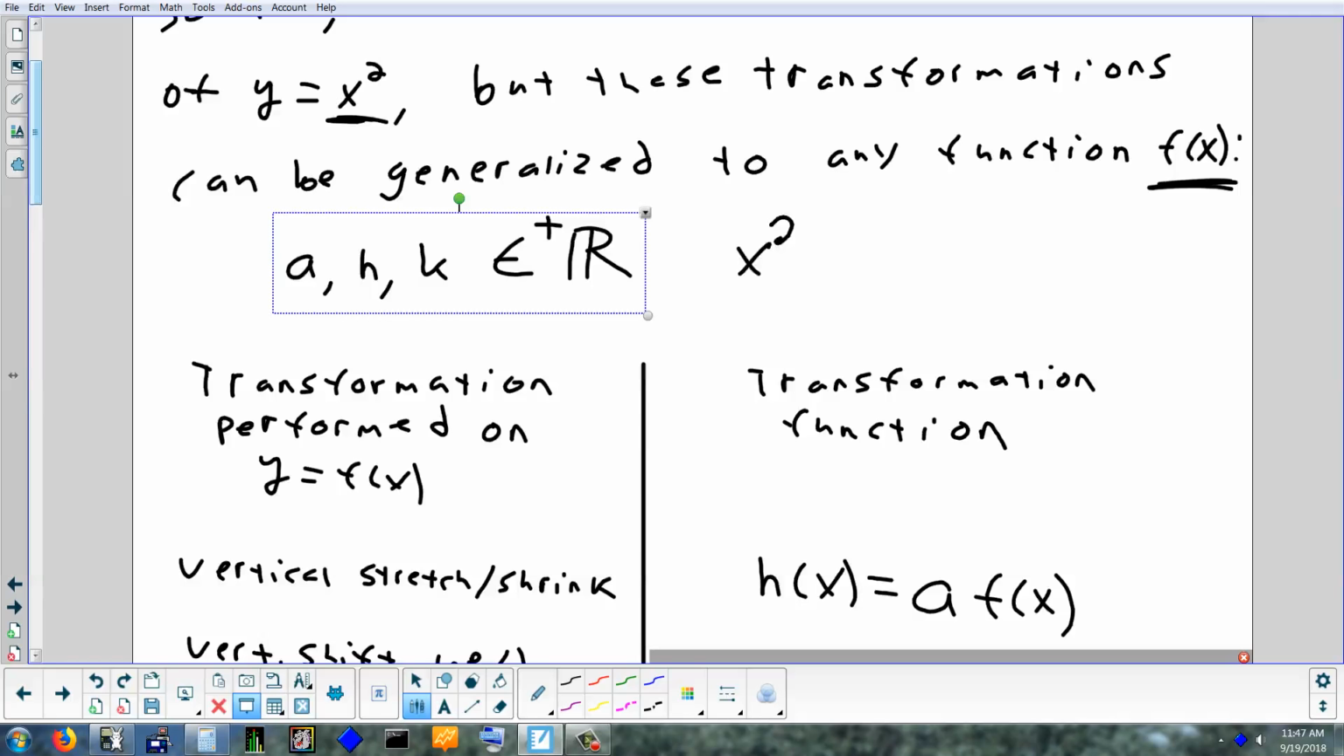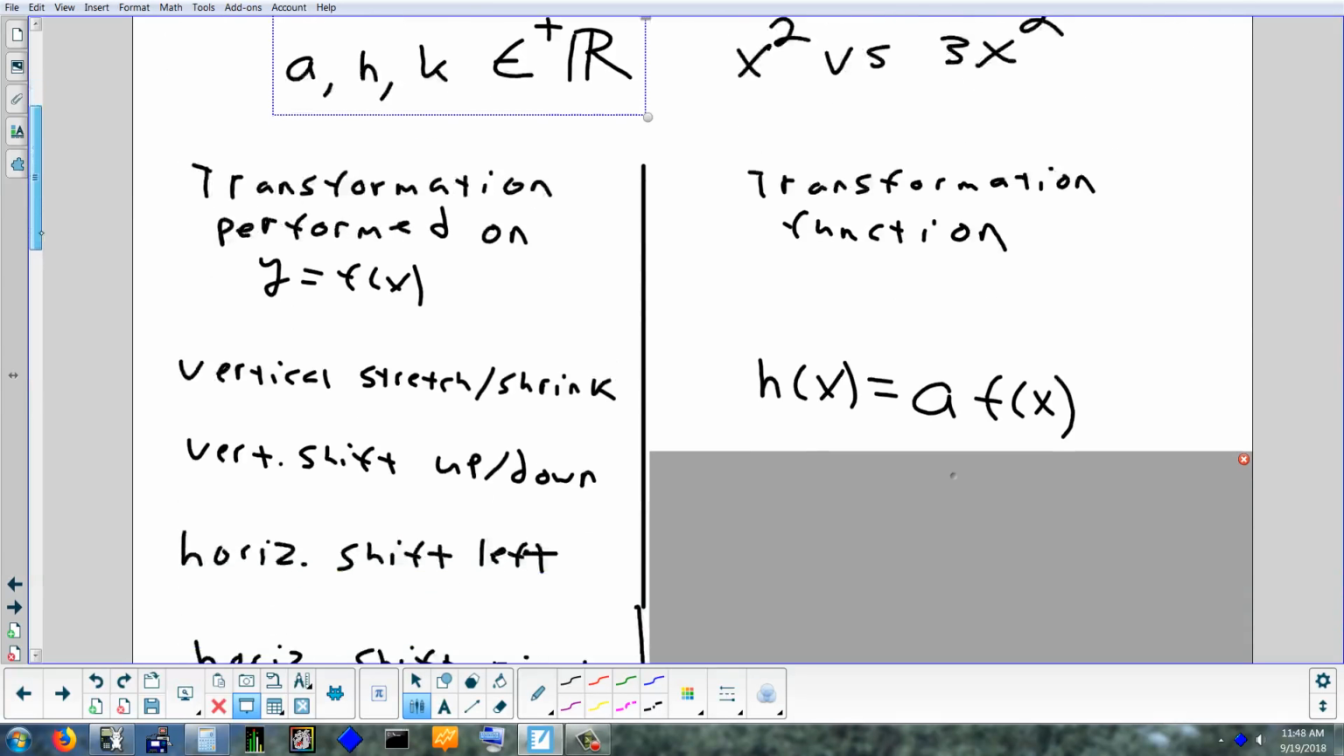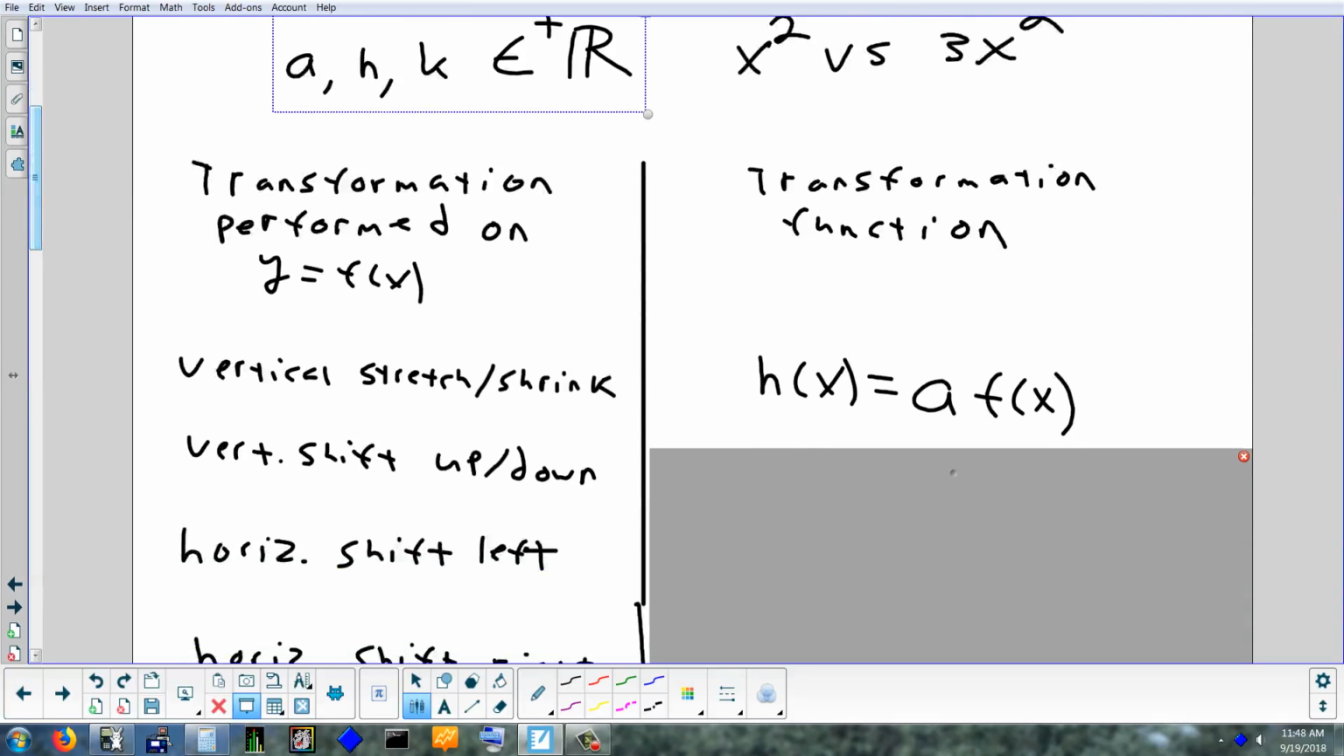So we talked about this versus that. If you multiply by a number in front, it will stretch the graph or compress it. Depends if it's bigger than 1, or if you multiplied by a number less than 1. Okay, shifting up and down. How do we shift up or down? What operation do we use for that?